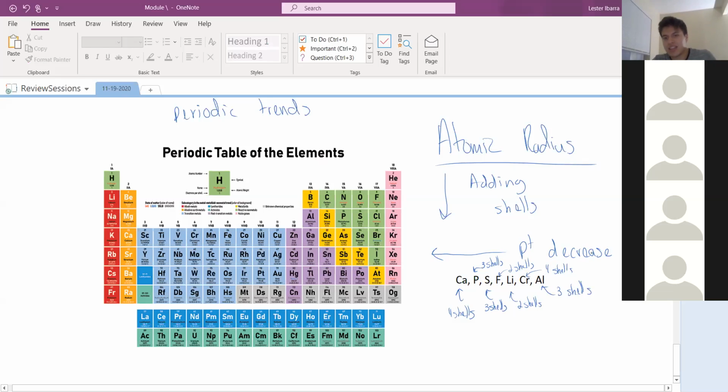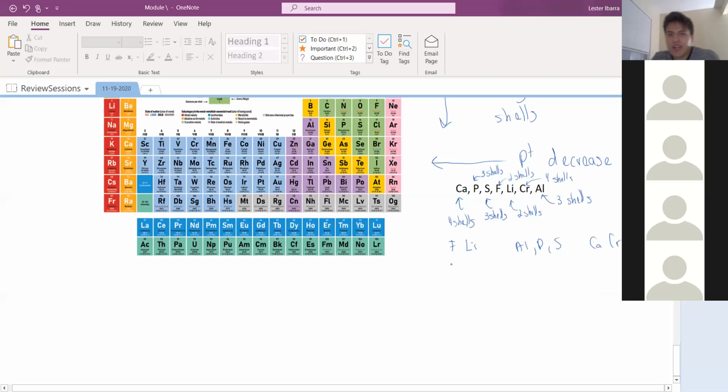So again, the less shells we have, the smaller we are. The more shells we have, the bigger we are. So we can put fluorine and lithium together. We can put aluminum, phosphorus, and sulfur together. And then we can put calcium and chromium together.